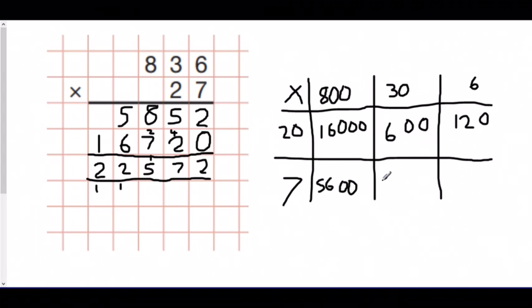7 times 3 is 21. Needs to be 10 times bigger. And then 6 times 7 is 42. Then the children can add these 6 numbers up with the column addition, and they will get 22,572. This is another calculation that the children need to know the answer to.